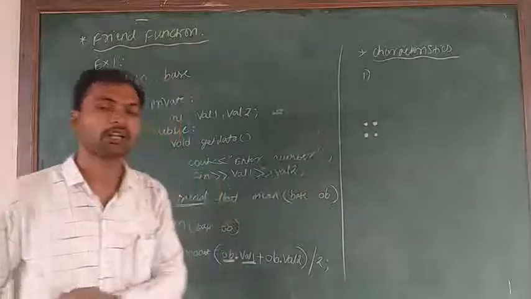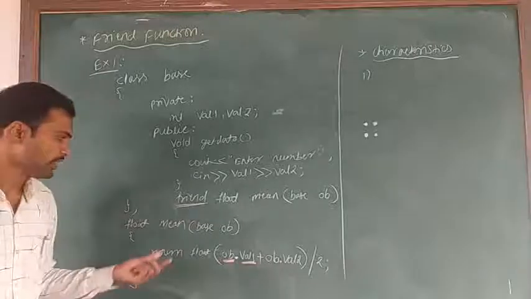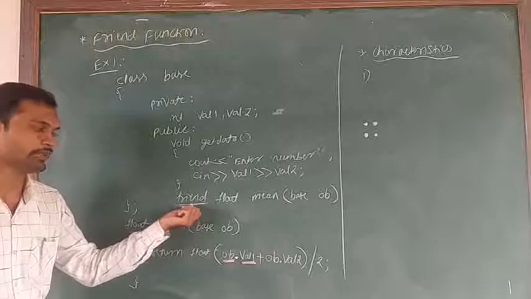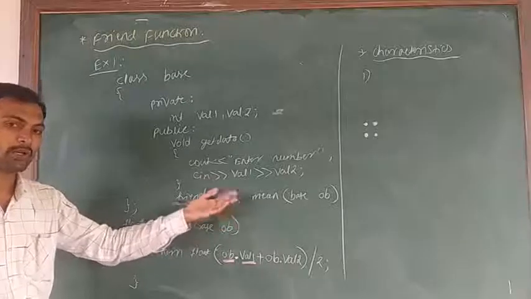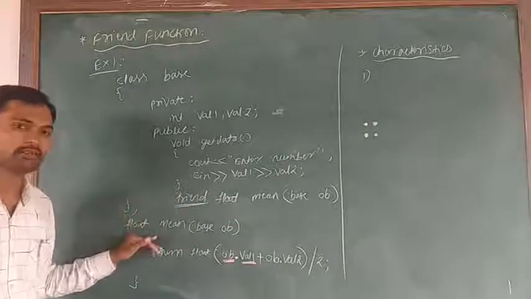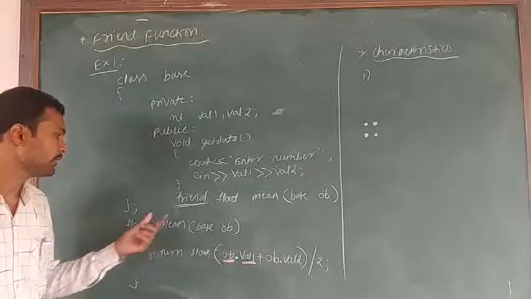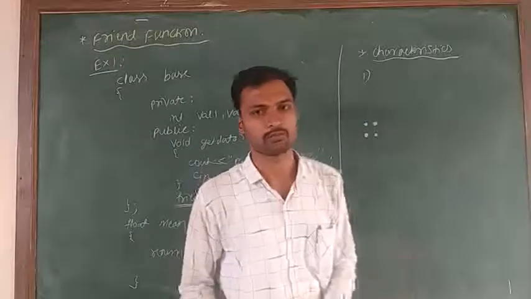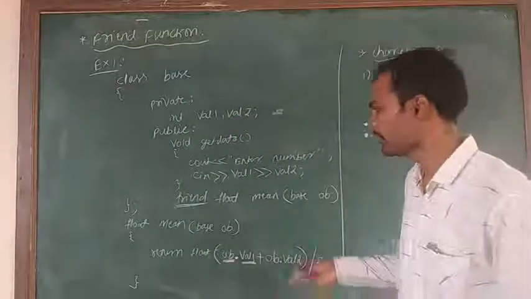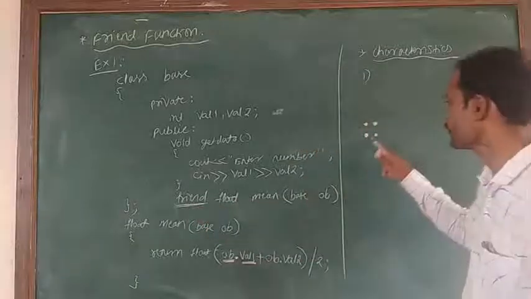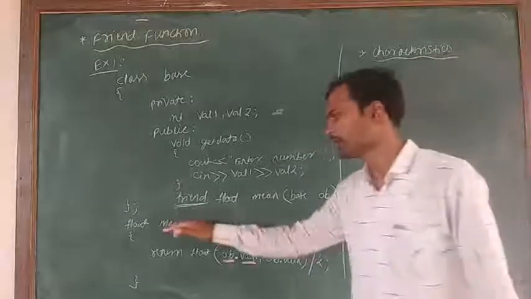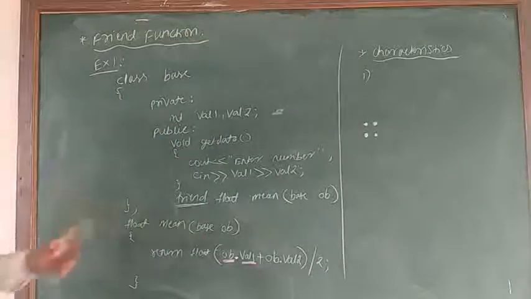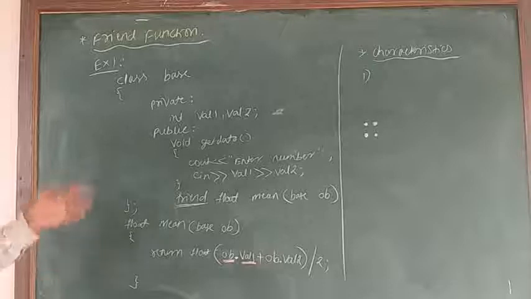But a friend function is not like that. Inside the class, we use the keyword friend and declare it. But while defining it outside the class, we are not using the keyword friend and also not using the scope resolution operator. Directly we can define it. So these are some characteristics of the friend function.